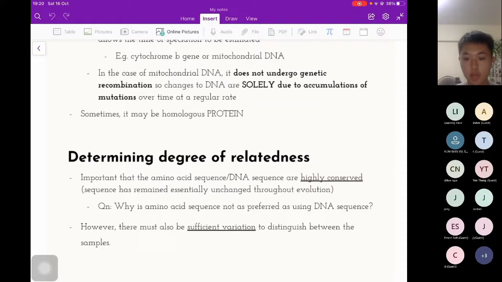And then the question now is, if any one of you can answer, why do we use DNA sequences, or why do we prefer using DNA sequences instead of amino acid sequences? Can any one of you answer that? Just try. You can type it in the chat if you're too shy to talk. Does anyone want to try? Unmute yourself and try answering why amino acid sequences are not as preferred as DNA sequences to determine the degree of relatedness.